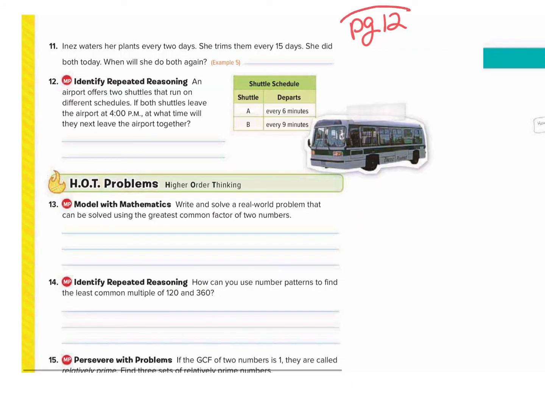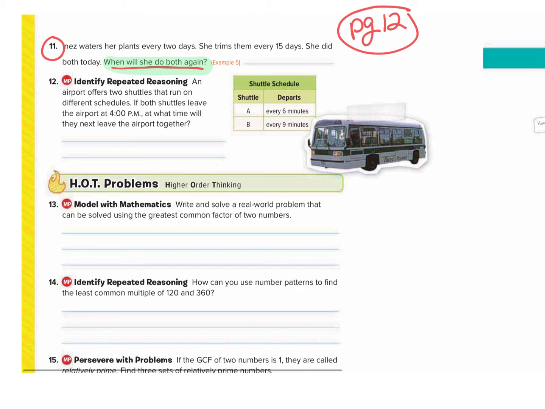Okay, and now we're on page 12, and we're going to do number 11. Number 11 says, Inez waters her plants every 2 days. She trims them every 15 days. She did both today. When will she do both again? So when it says, when will she do both again, that's looking ahead. Like, when will she do both again in the future? So that means we're looking ahead.